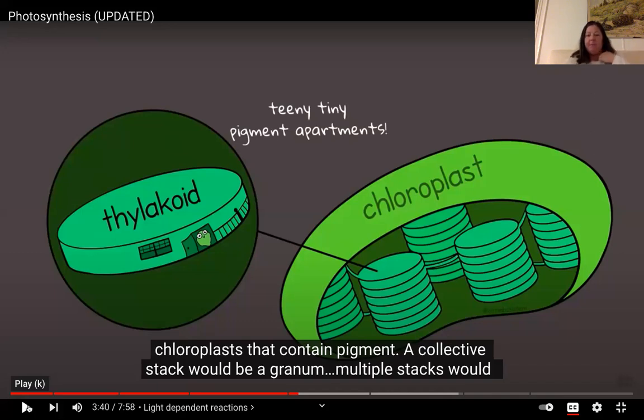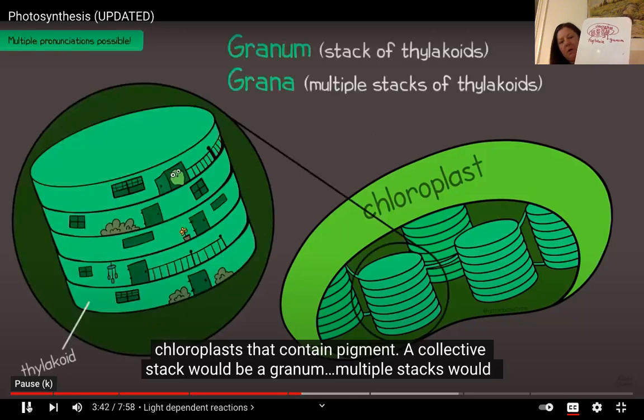Okay, so I'm going to go ahead and draw this. I'm going to draw this chloroplast, and then I'm going to draw the thylakoids stacked inside, which make granum, which are the little stacks. So this is the chloroplast. Then I'll draw my stacks of discs, which are my thylakoid. And then a whole stack is called a granum. So I drew the chloroplast, and I have my thylakoids labeled, just one of them, and then a whole stack labeled as well. A collective stack would be a granum. Multiple stacks would be grana.